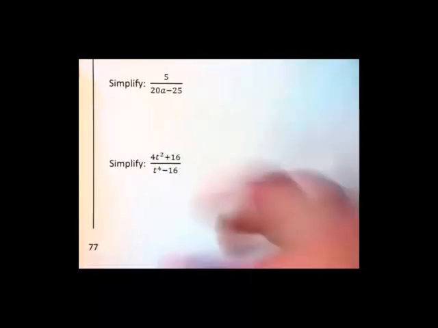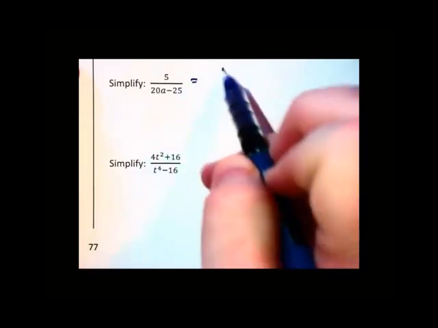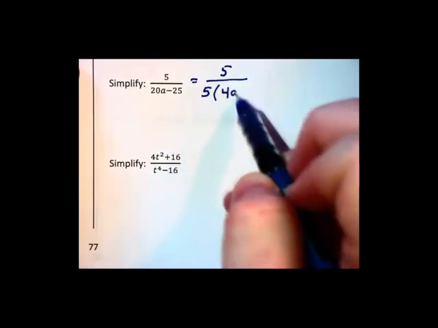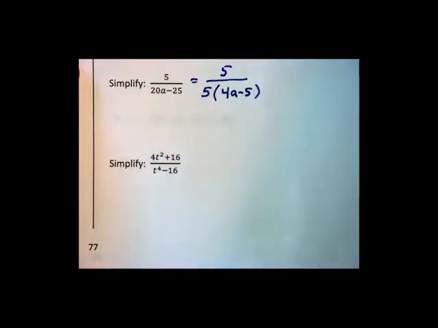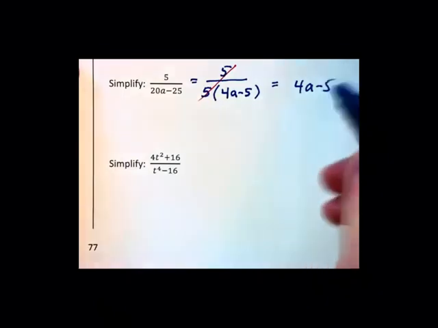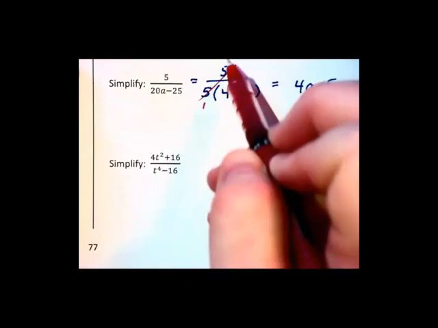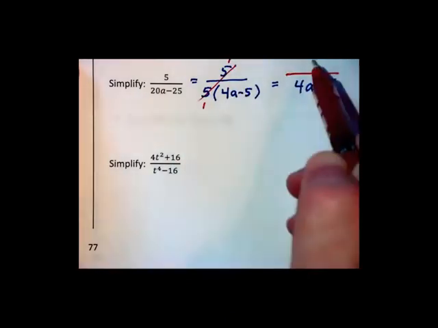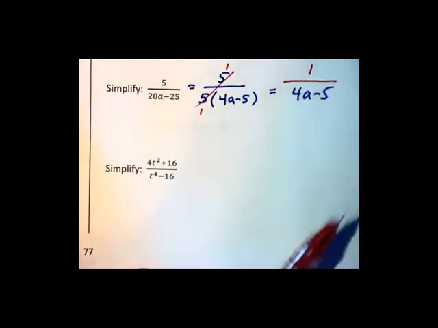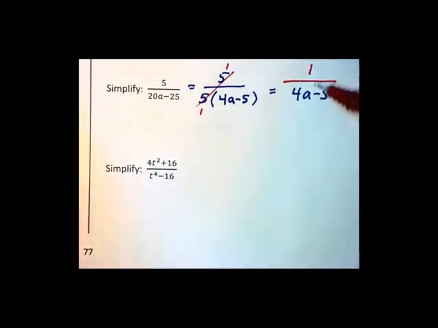Okay, this next one, there's no factoring in the numerator, leave it as a 5, but down below we can factor 5 out and have 4a minus 5 left over. And then these 5's cancel. Notice our answer is not 4a minus 5. That is in the denominator. And it helps if you write these little 1's there, because then you'll remember to write 1 over that 4a minus 5 as your answer. It's very common to forget that 1 numerator and just write the 4a minus 5, but that's wrong.